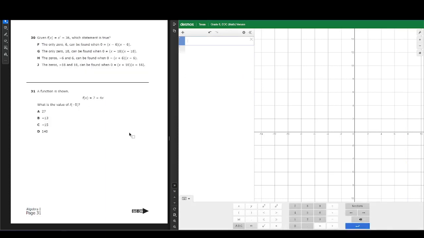Given f of x equals x squared minus 36, which statement is true? The only zero, 6, can be found when 0 equals x minus 6 times x minus 6. That would create a perfect square trinomial, x squared minus 12x plus 36.